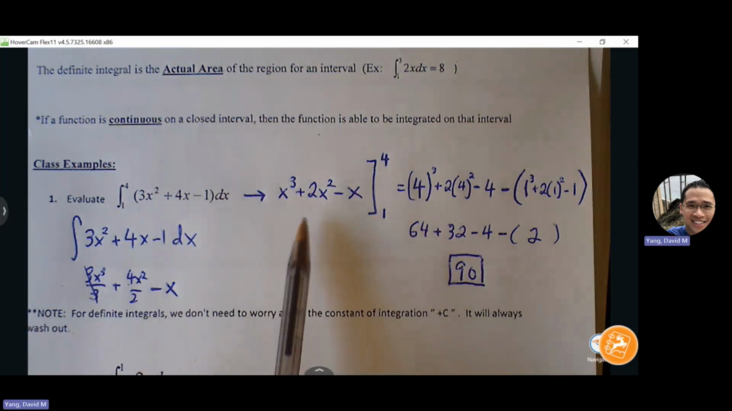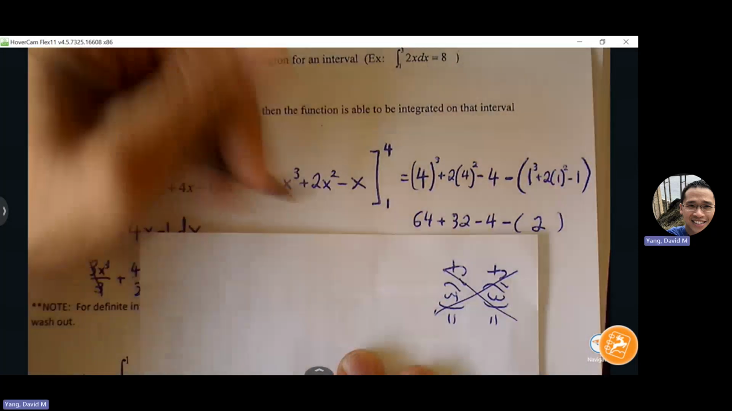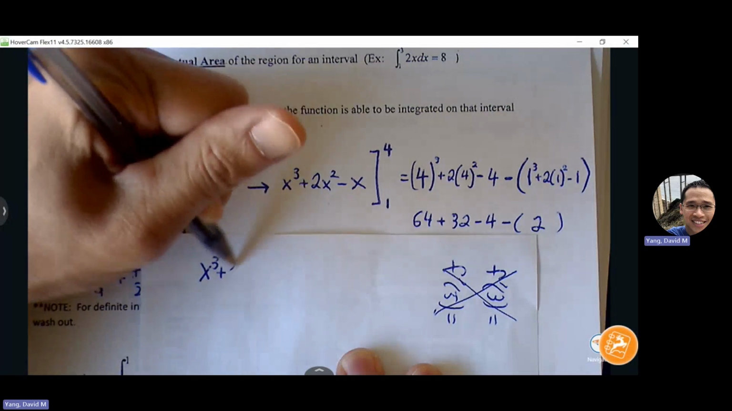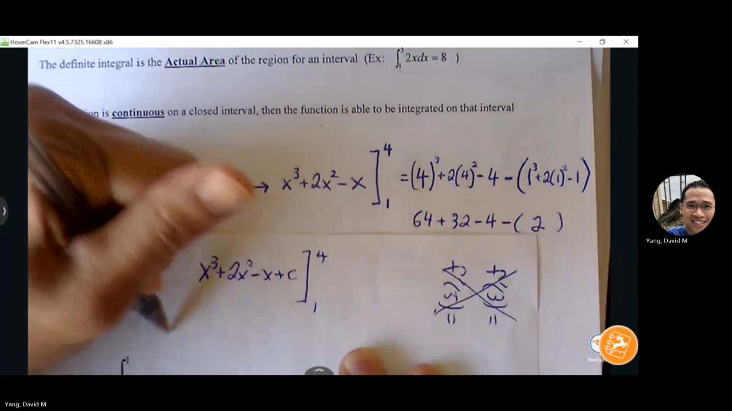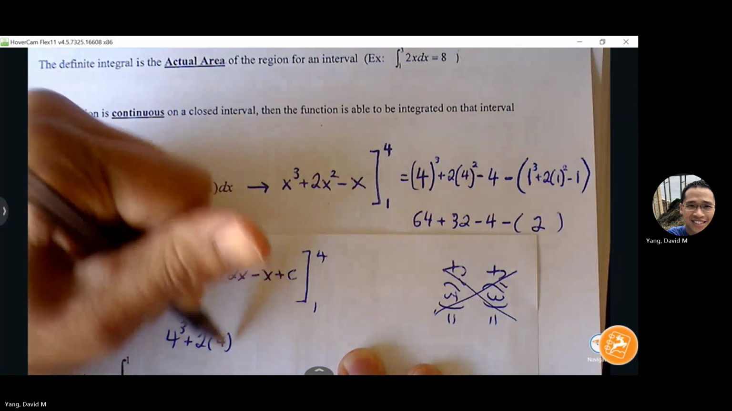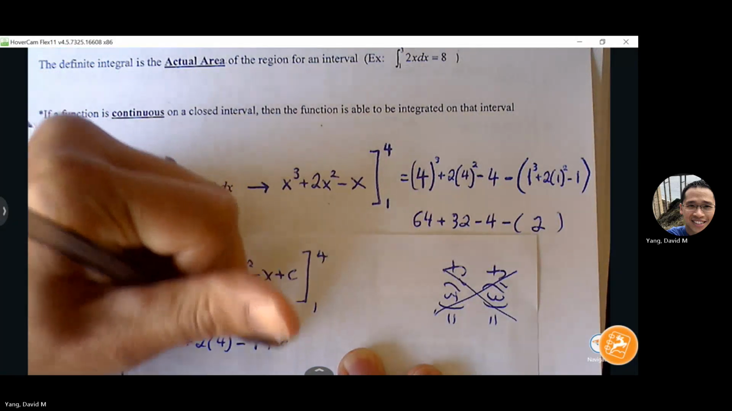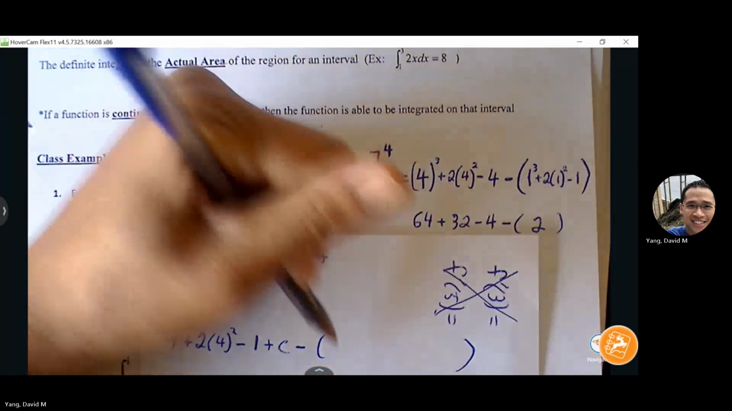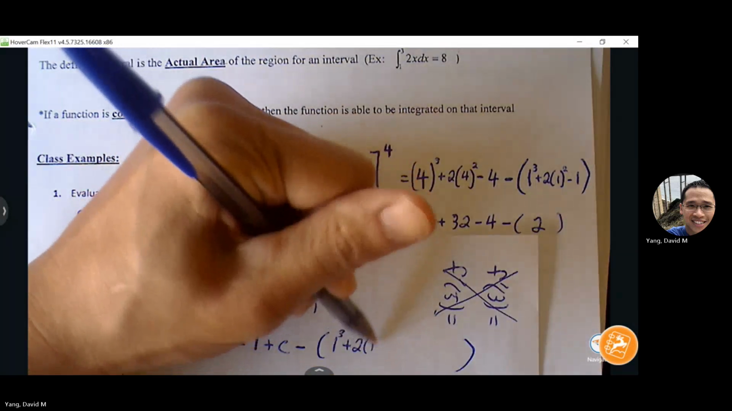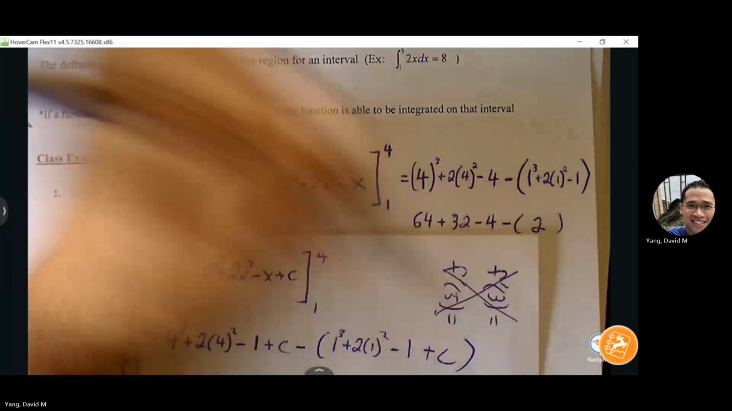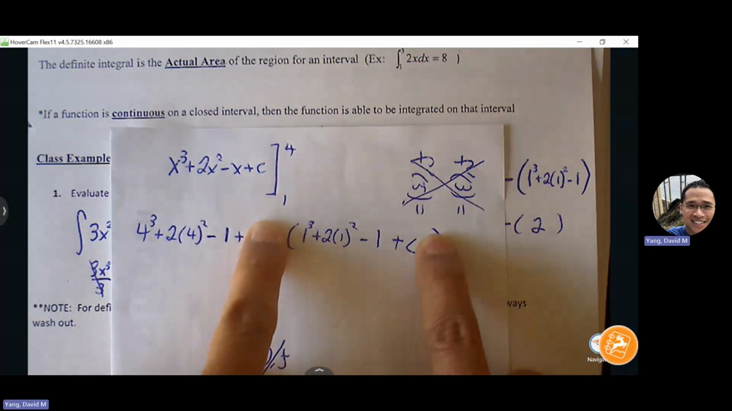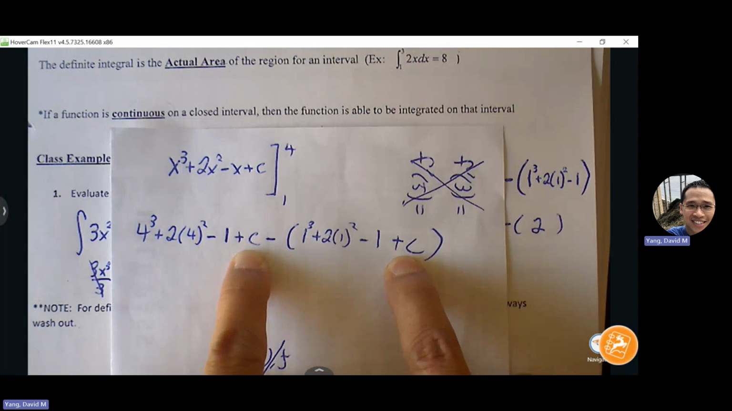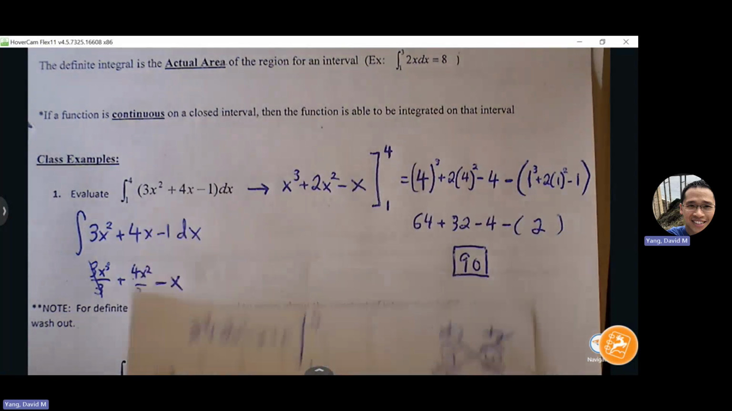Now, the reason why plus c is not involved here is because it ends up washing out. So let me show you. Let's say I include that plus c here. So a plus c and minus c will just cancel each other out. So the upper and lower bound is just going to wipe itself out. So we never have to worry about a plus c with area.